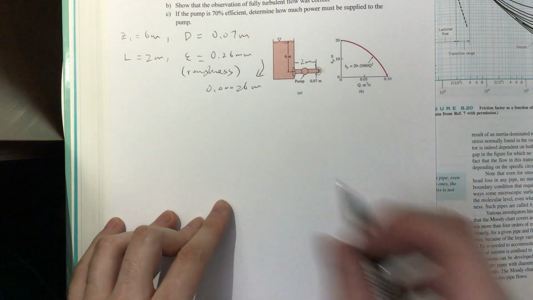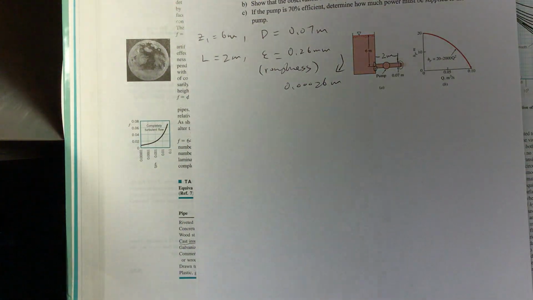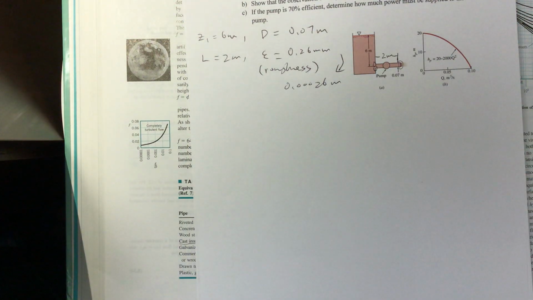So our minor losses. Sorry about that. That was my phone. Use that as a light source. There you go.